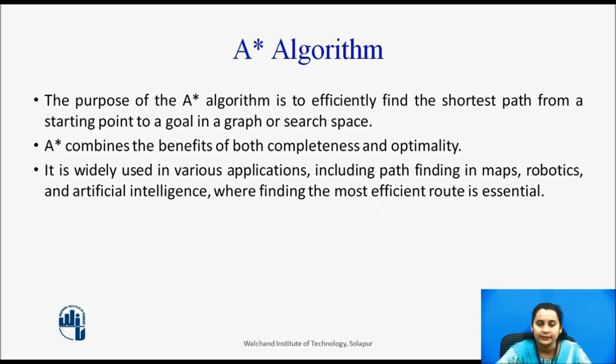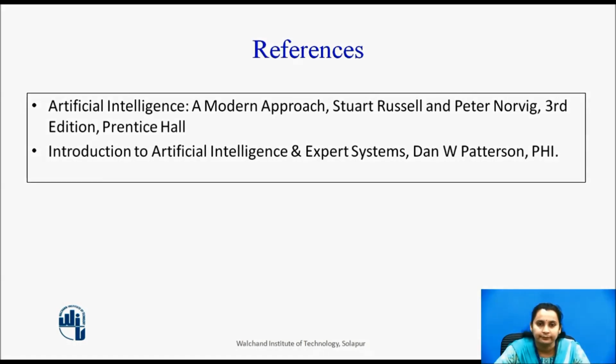The A star algorithm is widely used in various applications such as pathfinding, maps, robotics, and artificial intelligence, where we are finding the most efficient, or optimal, route, which is very essential in these applications.